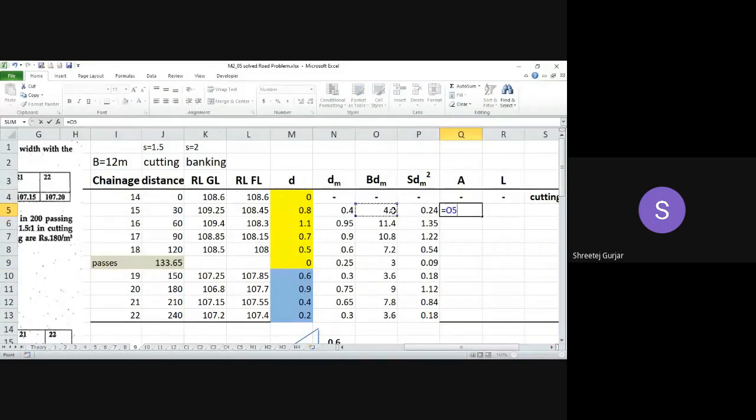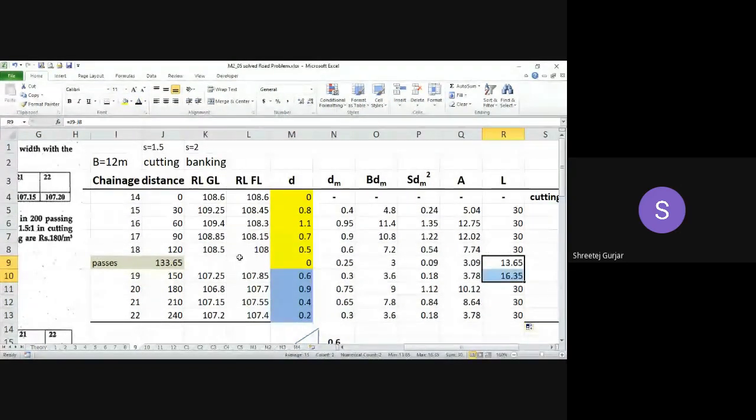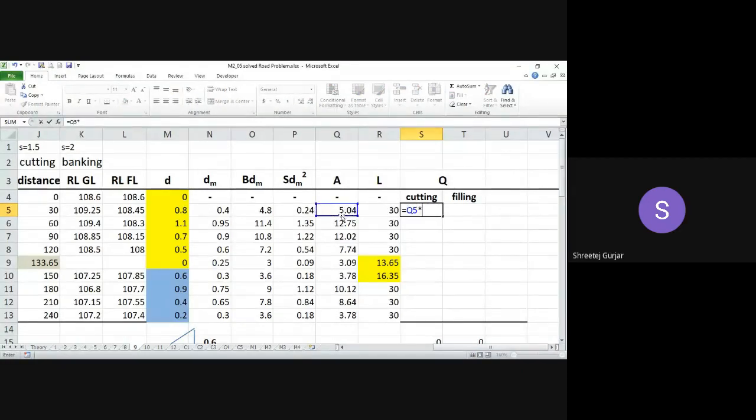Okay, so this is done. Now what is A? A is equal to this plus this. Now be careful while writing your length. It is equal to the distance, this minus this. It is 30 over here, it is 30 over here, but it will change over here. You can observe it is 13.65. In between, we have two different values, because zero depth is not lying exactly at our chainage, it is lying somewhere between 18 and 19. So that distance you have to include. So be careful while writing this L. Next, while calculating Q, it is nothing but area into length.